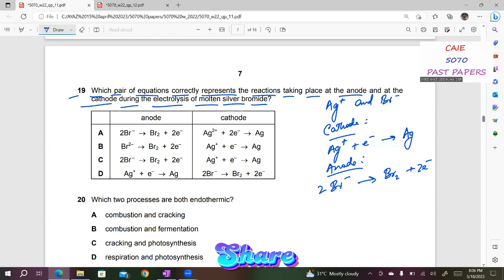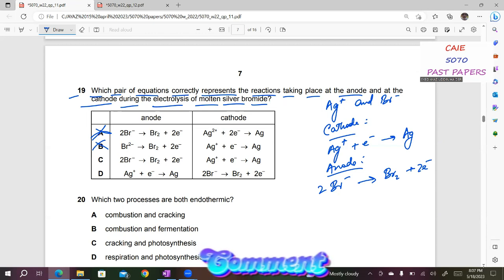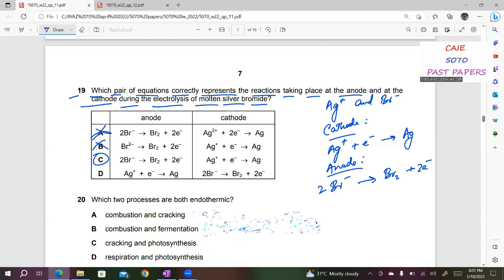In choice A, we have Ag²⁺, so this will be wrong. Choice B, Br2⁻, again this is wrong. We have the Br⁻ ion. Choice C: 2Br⁻ gives Br2 plus 2 electrons, and at the cathode, Ag⁺ plus electrons gives Ag. This will be the right answer for 19.